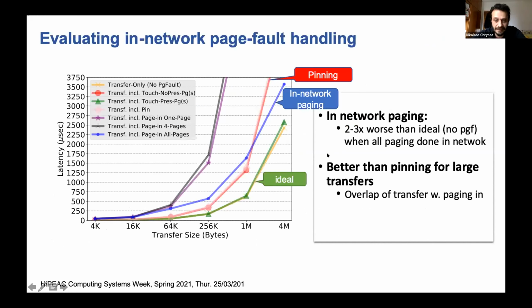We're going to show this here. Here we have the transfer size, and here we have the latency in microseconds. Here is the ideal case where we don't have any page faults. We didn't need to pin anything. The pages were all in memory before doing the experiment. This is the case where we pin pages prior to the transfer. And here is the case where we start the transfer without the pages being in memory, so we encounter page faults and we resolve them in hardware. As you can see, we're worse than the ideal case. Of course, pinning is also worse than the ideal case.